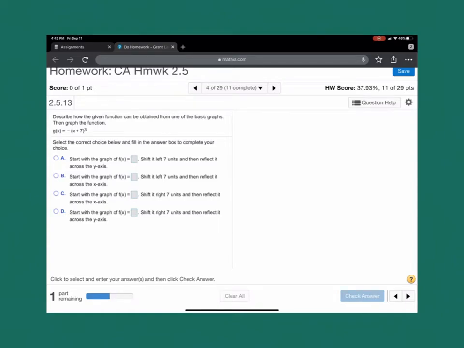All right, so what we have here is we need to describe how the given function can be obtained from the graph of one of these basic functions. The basic function that we're dealing with there is something inside x cubed, and that's really what we're seeing there. Our base function is going to be x cubed.